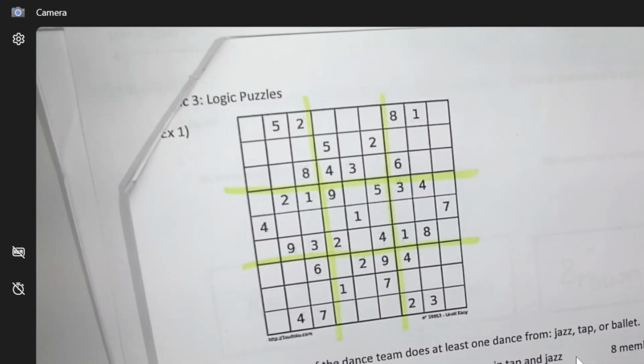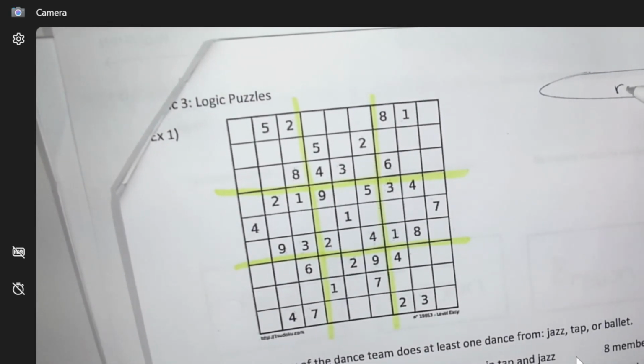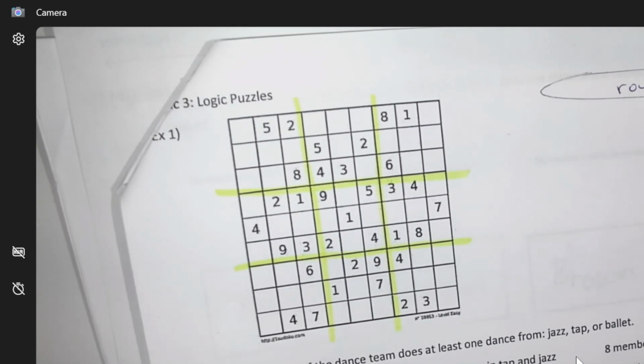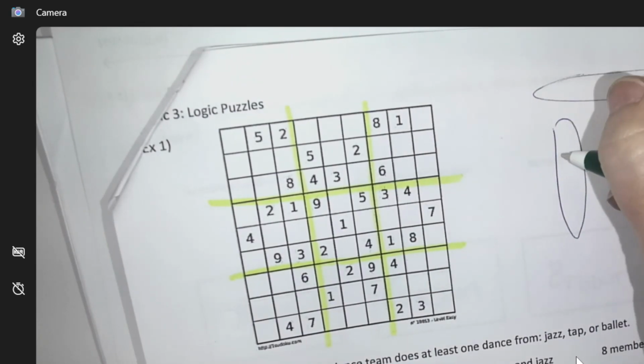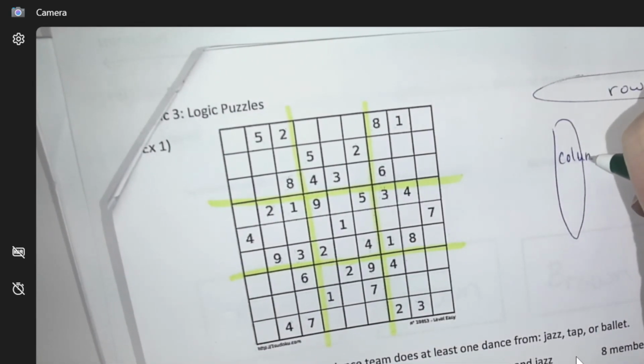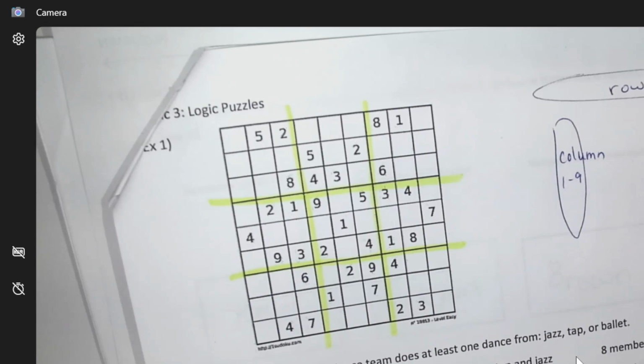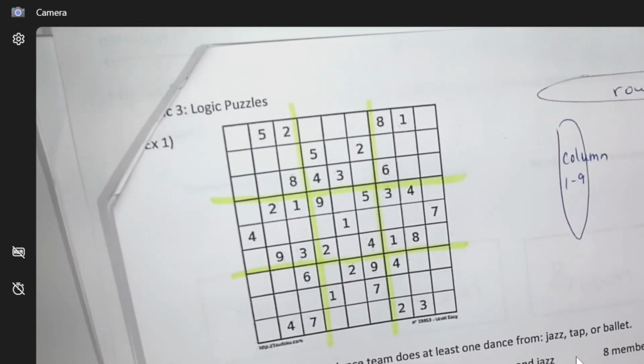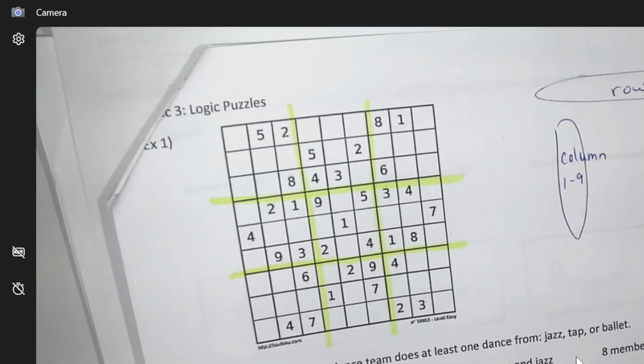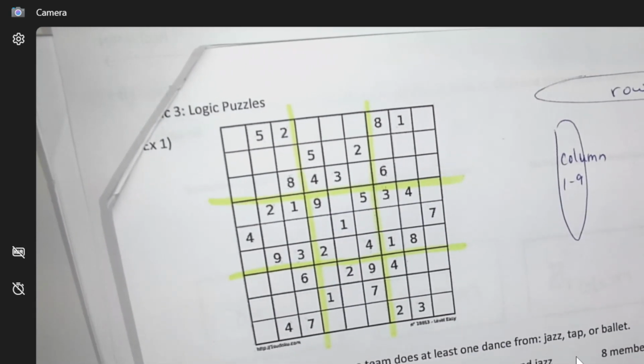Okay, so we're going to start with a Sudoku puzzle. If you don't know the rules, this is a row, and it has to have 1 through 9 with nothing repeated. This is called a column. It needs 1 through 9, no repeats. And you're going to have a box square with 1 through 9 with no repeats.